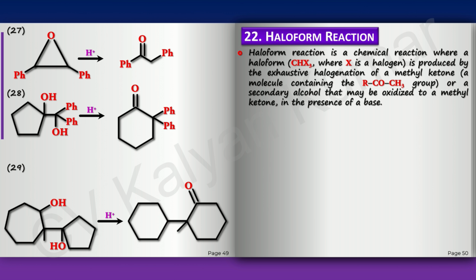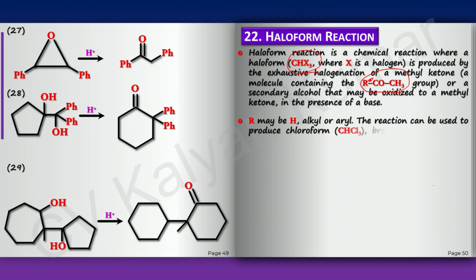Basically, you want a compound like this, or any compound that can become this. That gives you a positive haloform reaction where haloform is this. Now, this R could be an H or an alkyl group or an aryl group. If you use chlorine, you will get chloroform, bromine, bromoform, iodine, iodoform.